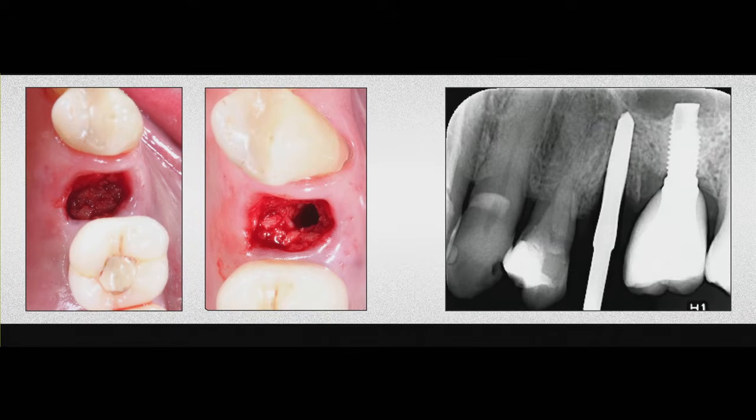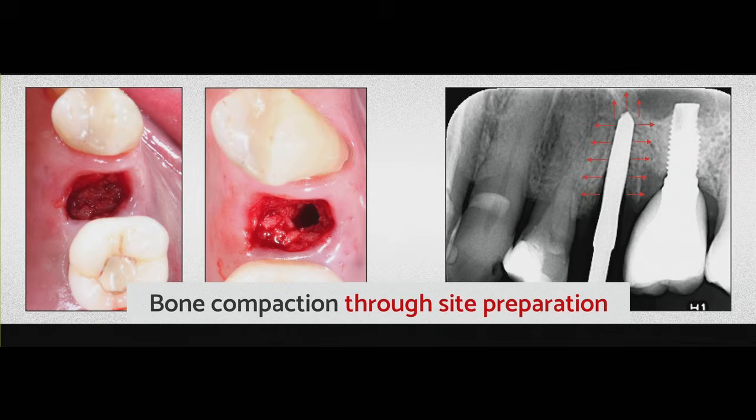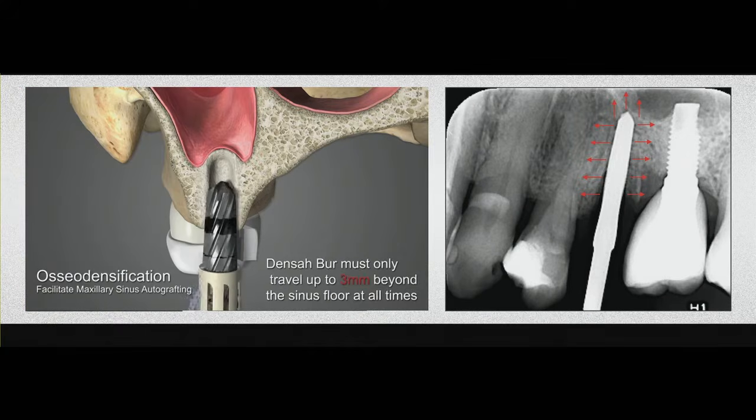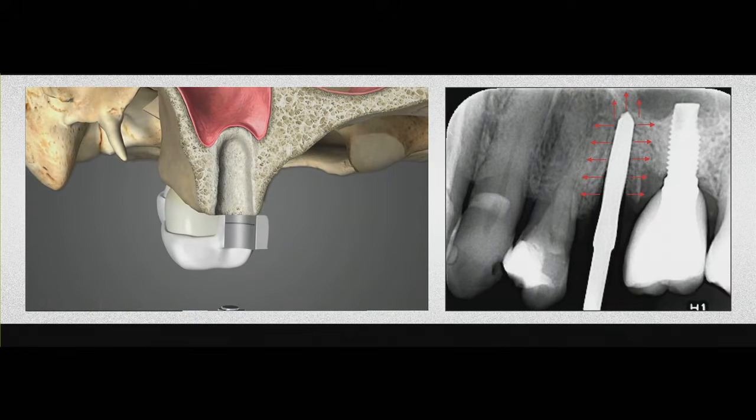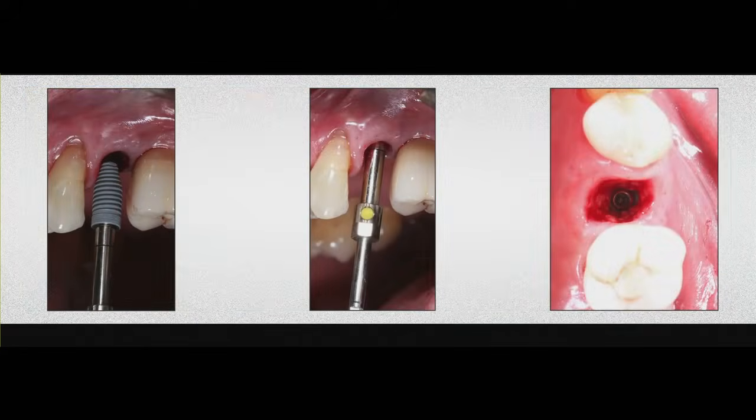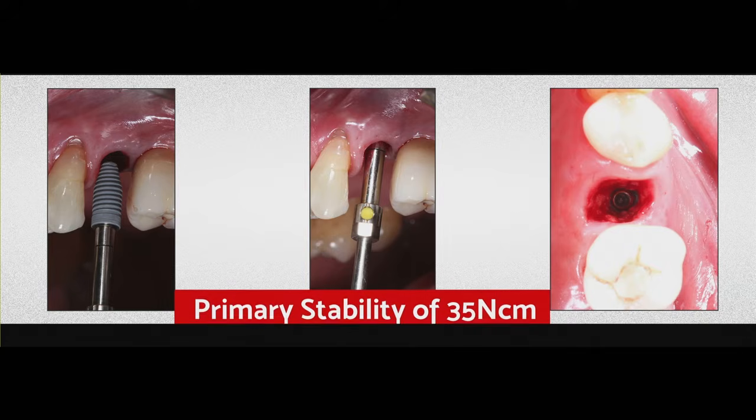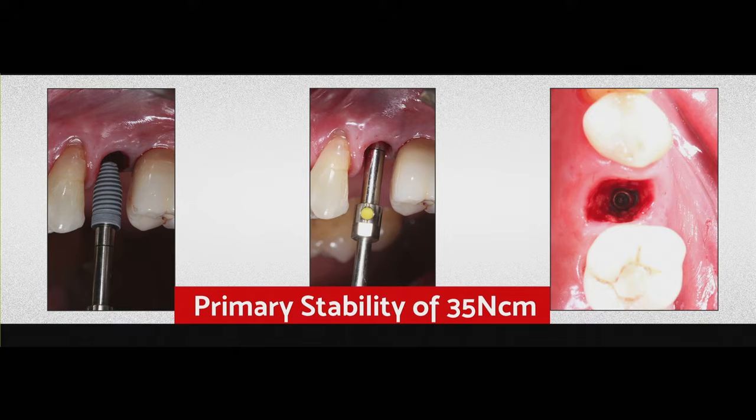So this is what we are doing when we use this drill. We pack graft in this direction and also in this direction. But we can also go inside the sinus without tearing the sinus membrane using this methodology. At the most 3 millimeters, this is what we did. You are going to follow right now. So we insert the implant. We got primary stability of 35 Newton centimeter.